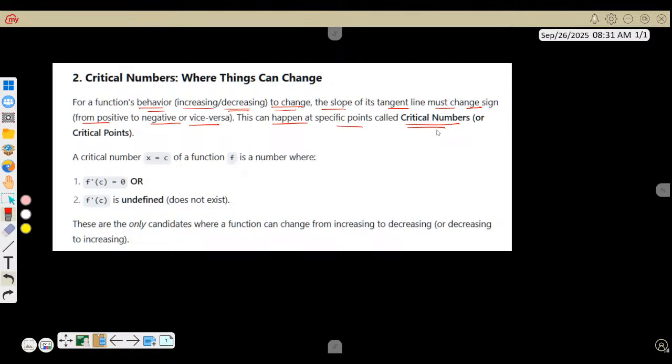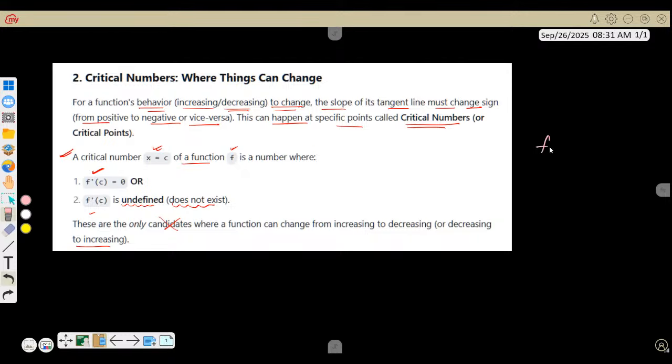After that, we will check what happens to the left of that point and to the right of that point. So a critical point x is equal to c of a function f is a number where the derivative becomes 0, or f dash c is undefined, does not exist. These are the only points where a function changes from increasing to decreasing or decreasing to increasing. At those points, on the left side or right side, the function changes its behavior, and that we have to find.